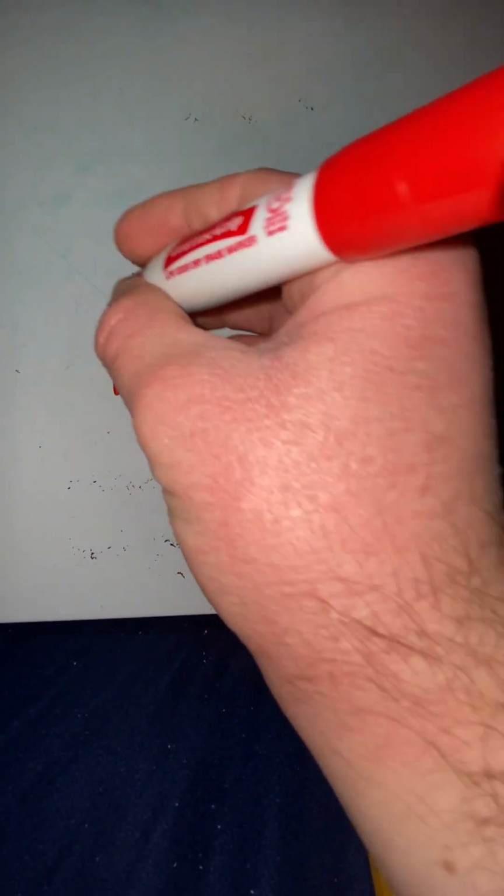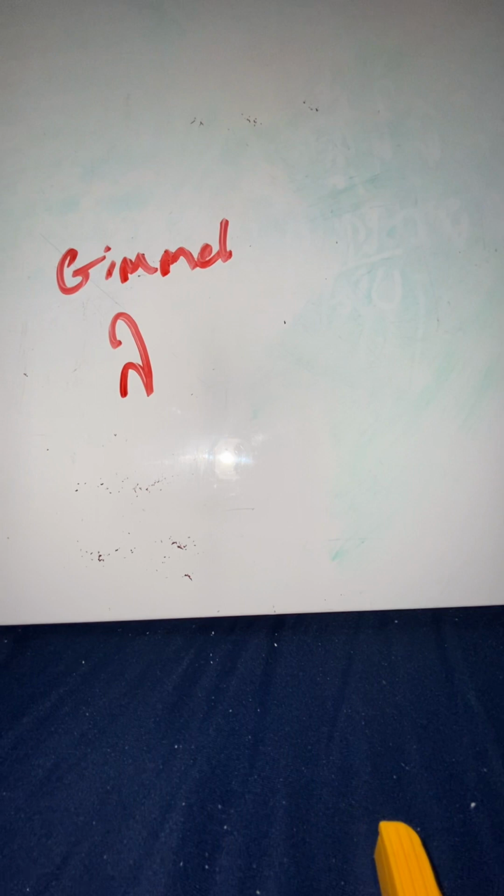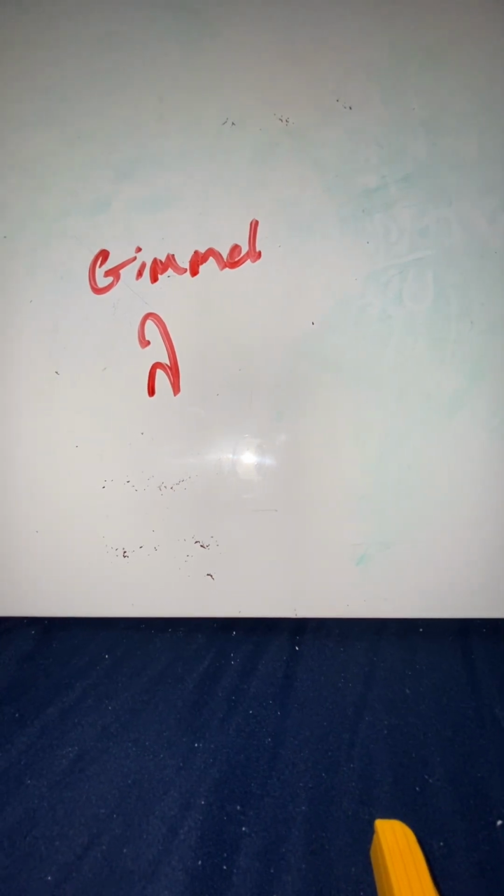Now we come to the next letter, and that is Gimel. Basically, upside down Y. Makes the hard G sound. And that is the fourth letter.